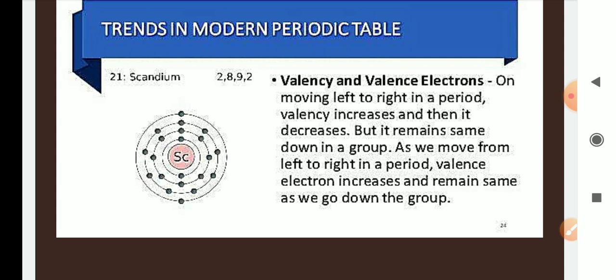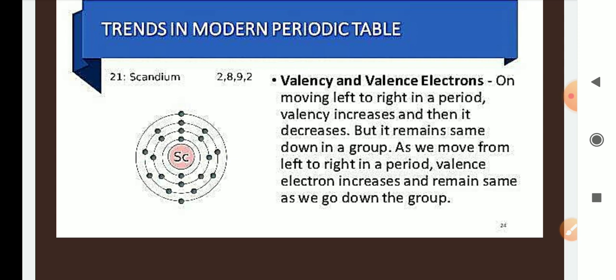All the elements of a group of the periodic table have the same number of valence electrons. If you consider a group, you will see that each of the elements has the same number of electrons in the outermost shell. In group 1, the outermost shell contains 1 electron, it may be L, it may be M, whatever. In group 2 also, the outermost shell contains 2 electrons. Likewise, the number of shells increases from top to bottom.